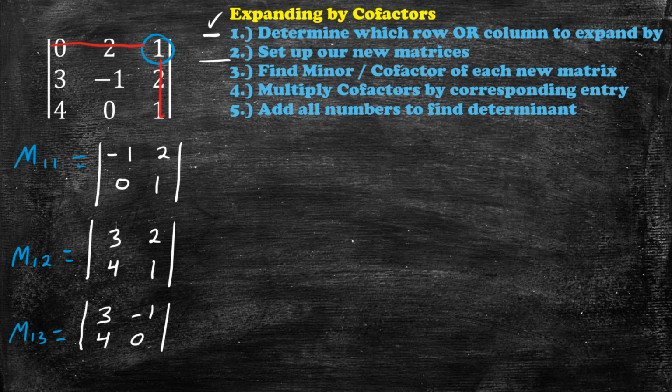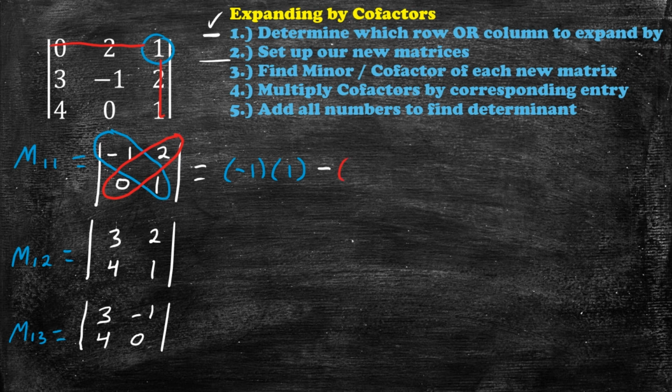Let's go ahead and start. If you don't remember how to find the determinant, it's quite simple. All you do is circle your first diagonal and multiply those numbers together. So -1 times 1, subtracted by the numbers in the other diagonal multiplied by each other.